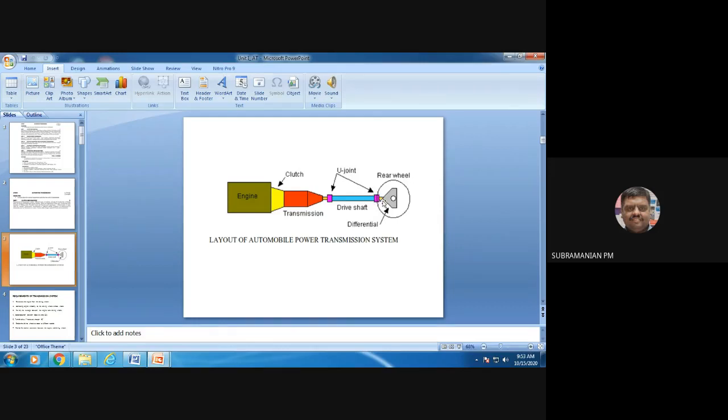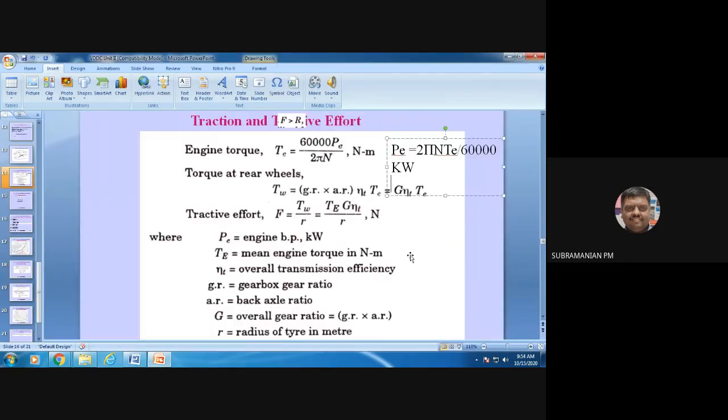Here, I will have a permanent meshing gear. As I already told you, the direction of my torque has to be changed by 90 degrees, so I will be using a crown wheel and bevel gear. Those gears will be in permanent reduction. That is the final drive, speed reduction. Okay, so two speed reductions are there, and I have to take them into account. So GR stands for gearbox ratio and AR stands for back axle ratio.